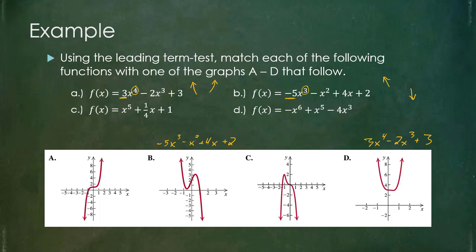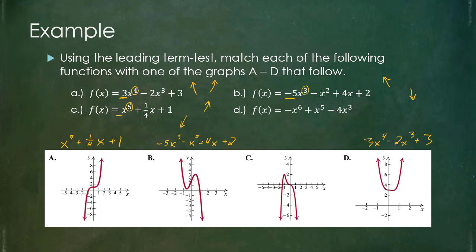Letter C wants us to identify which one is x to the 5th. So again, that's an odd power, so they're going to point opposite directions. And then the leading coefficient, even though there isn't a number there, would be implied to be a positive one. So that's going to be pointing opposite directions and go like a positive slope. That means it would have to go down to the left and up to the right. For that example, let's look for which one does that. Looks like letter A is the one that matches that. So this one would be my x to the 5th plus 1/4 x, and then plus 1.